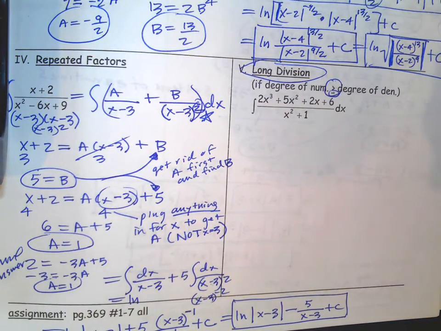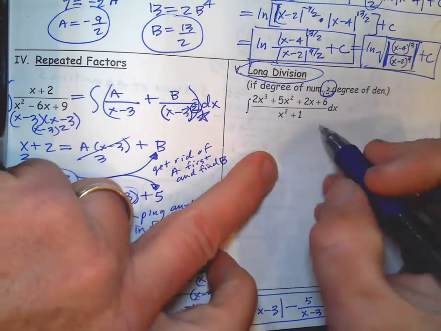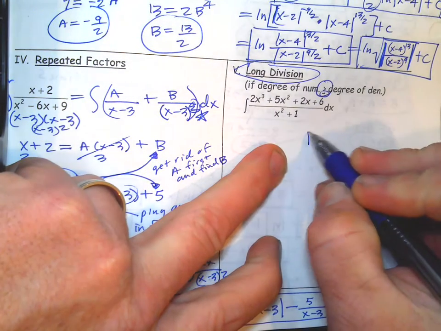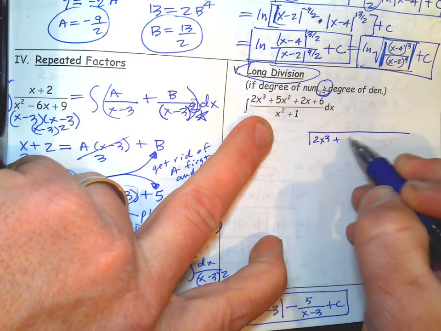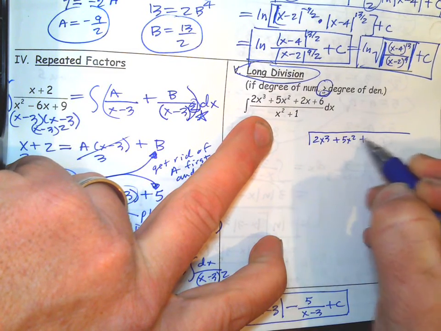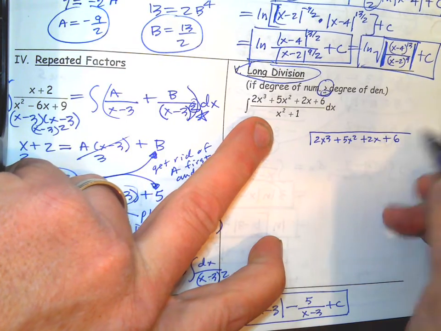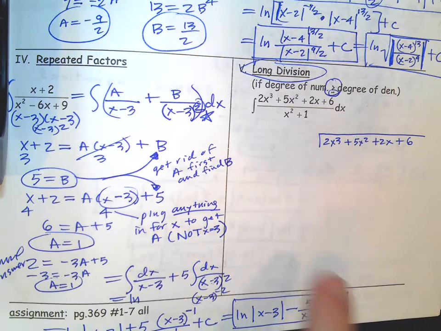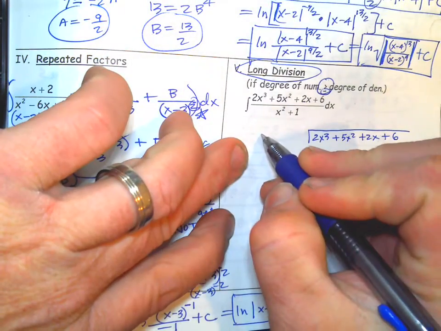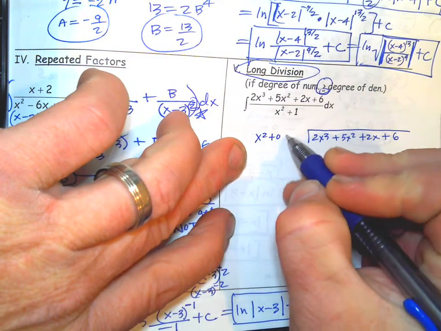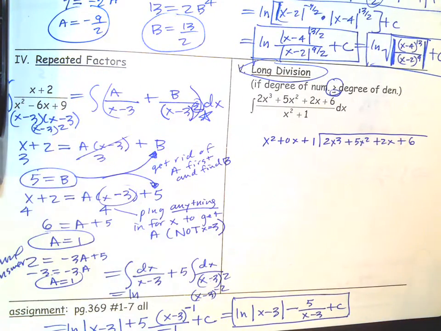Okay, so we're going to use long division. So 2x cubed plus 5x squared plus 2x plus 6. If there are any missing terms, you need to put a 0 for that term there. It just makes it easier, including the denominator. So x squared plus 0x plus 1. So any missing degrees I would put there.